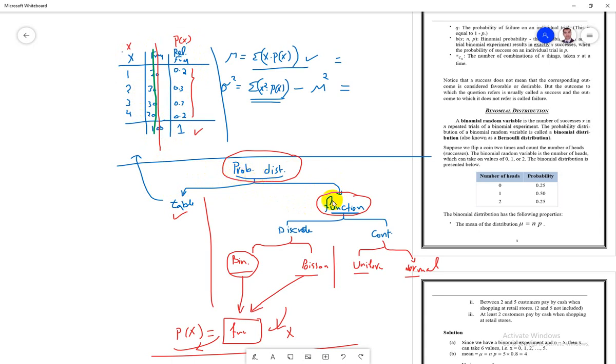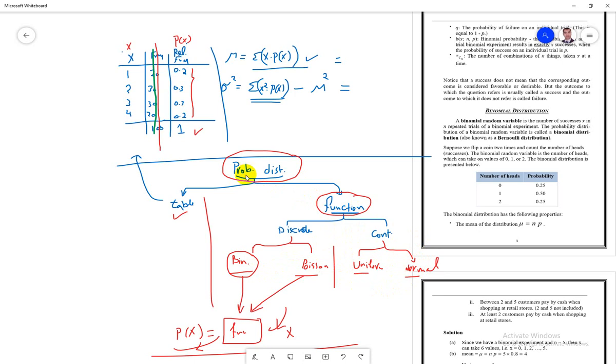The probability distribution function can be classified as discrete and continuous. For discrete, in our course, we are covering only two distributions, the binomial distribution and the Poisson distribution. And for the continuous probability distribution functions, we have two: the uniform and the normal. All these four distributions I will cover in our course.